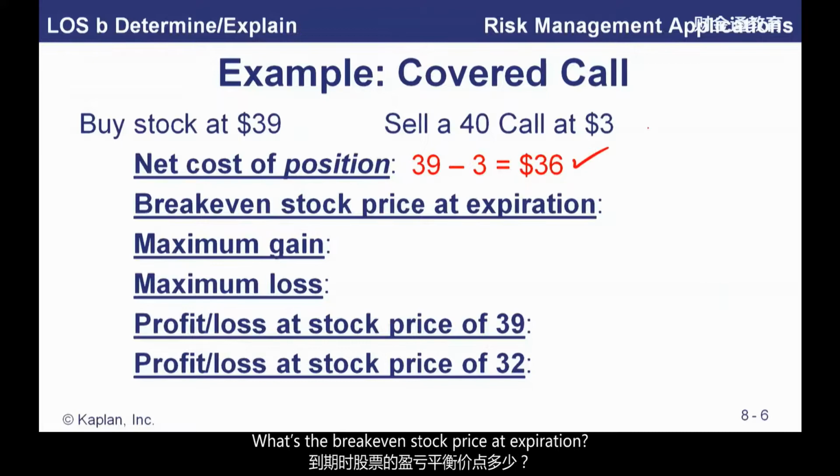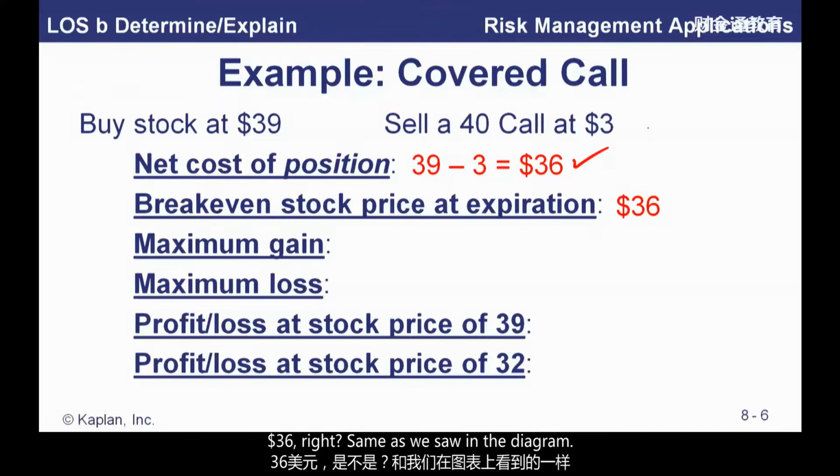What's the break-even stock price at expiration? $36, right? Same as we saw on the diagram. Just make back our net cost. Stock's at 36. We get 36. Calls out of the money, worthless. 36 is our break even.